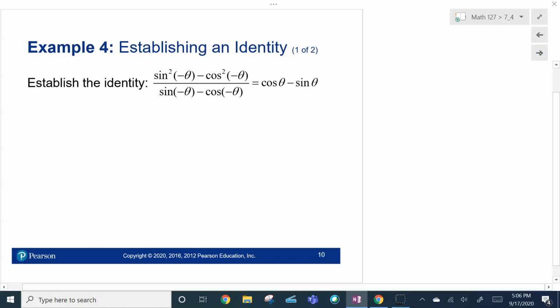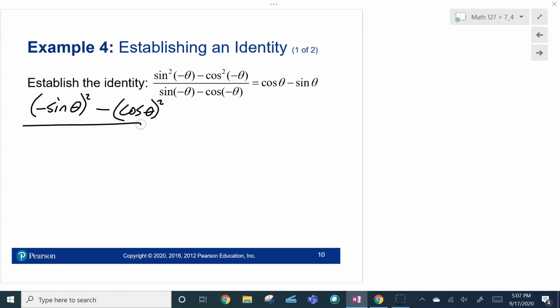Here's another one with even-odd identities. So we have sine squared of negative theta. I'm going to replace that with negative sine of theta, and there's 2 of those. Minus, I have cosine of negative theta quantity squared, so that's just cosine theta squared. On the bottom, sine of negative theta is negative sine theta, minus cosine of negative theta is just cosine theta.